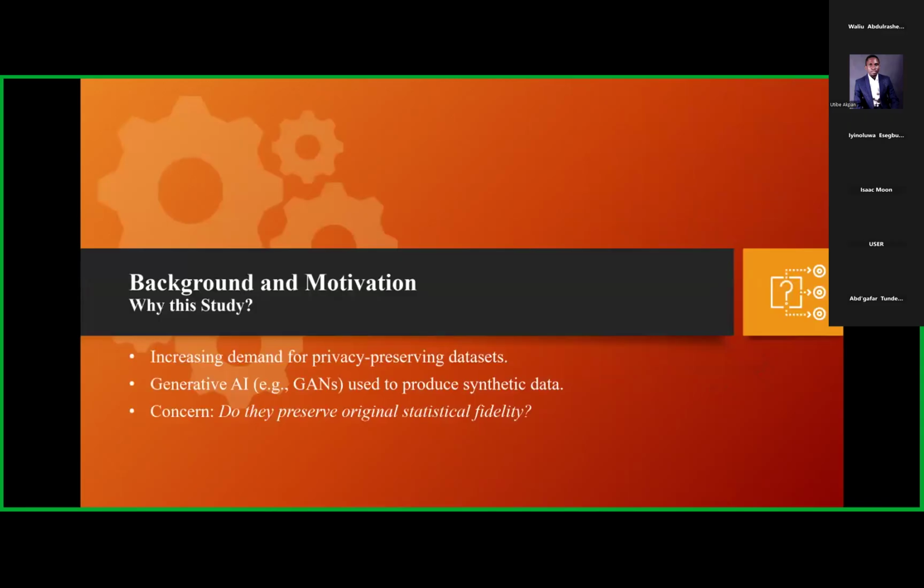Why this study? In recent years, data privacy has become a top concern, especially with stricter regulations like GDPR, that is the General Data Protection Regulation. Many organizations now generate synthetic data so that they can share or analyze data sets without exposing sensitive information. And generative AI, in particular generative adversarial networks, GANs, can produce data that looks real. So it's like a GAN mimicking a real data set, trying to produce data that looks real, but is not actually a real data set.